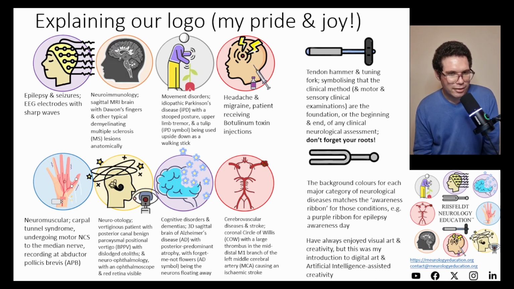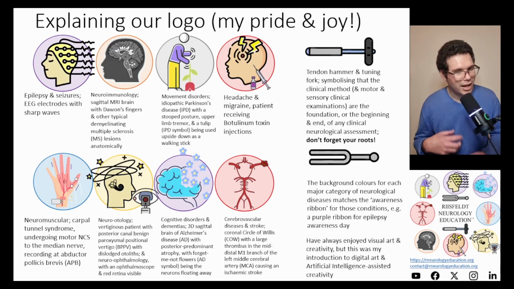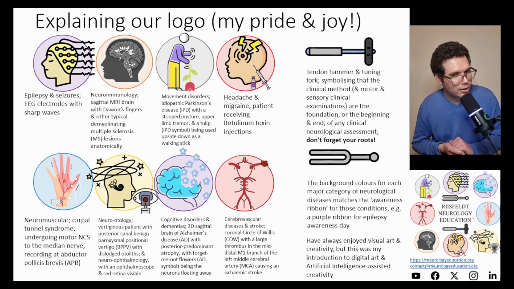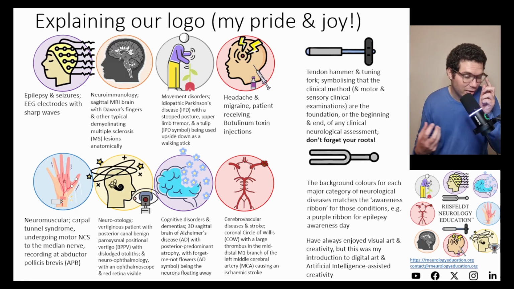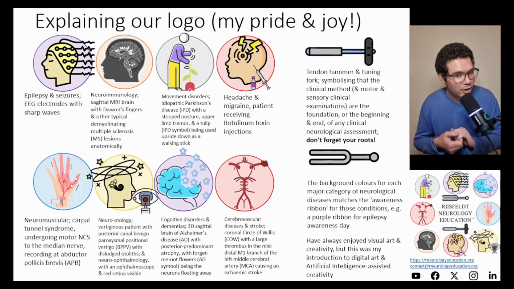This image is an image representing cognitive disorders and dementias. And so I've chosen a 3D sagittal representation of a brain of a patient with Alzheimer's disease in icon form. And you can see that it's slowly floating away in a posterior predominant pattern because we know that in Alzheimer's disease, the atrophy is posterior predominant. So the posterior parietal and temporal and occipital regions classically.